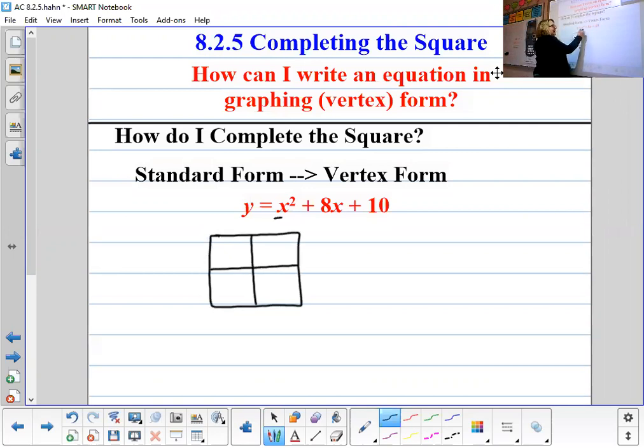And I'm going to put my x squared term in the bottom left. And then I'm going to take my 8x's, whatever my x term is, and I'm going to cut it in half. So half of 8x is 4x. So I'm going to put 4x and 4x.